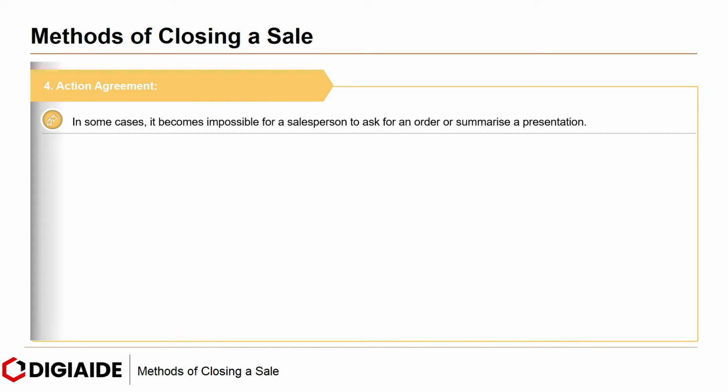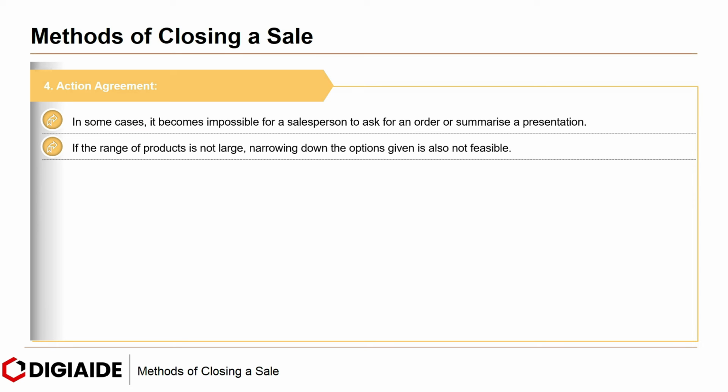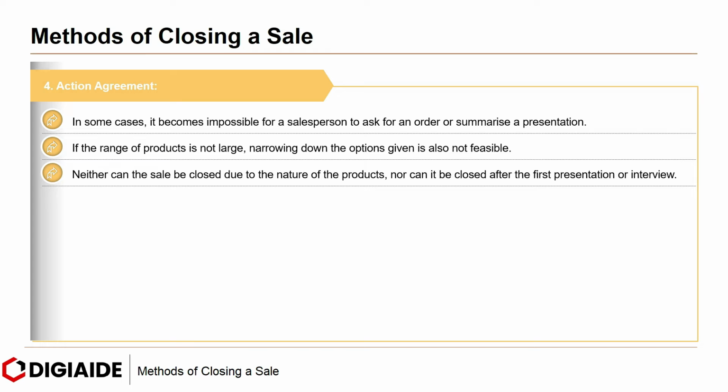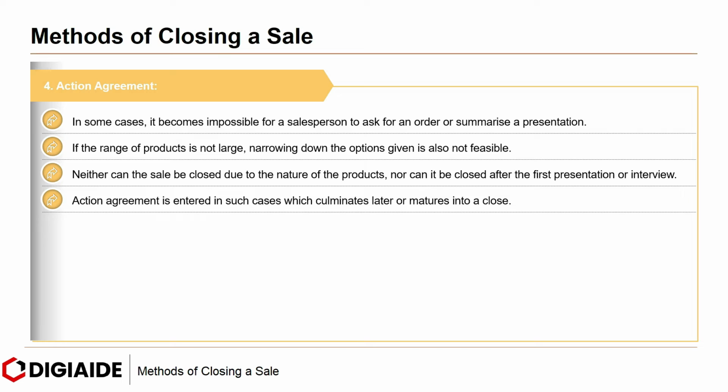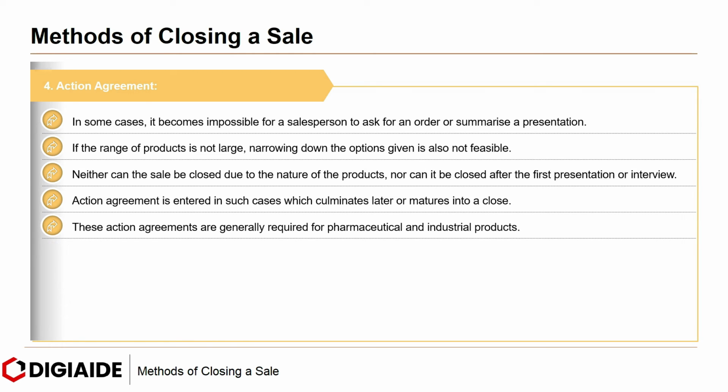In some cases, it becomes impossible for a salesperson to ask for an order or summarize a presentation. If the range of product is not large, narrowing down the options given is also not feasible. Neither can the sale be closed due to the nature of the product, nor can it be closed after the first presentation or interview. Action agreement is entered in such cases, which culminates later or matures into a close. These action agreements are generally required for pharmaceutical and industrial products.